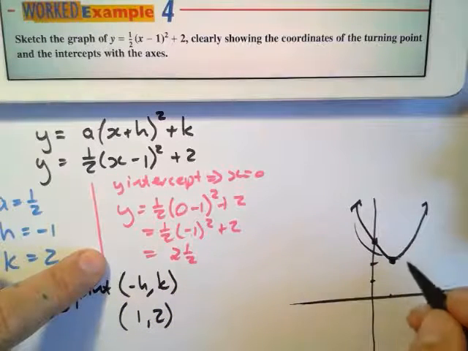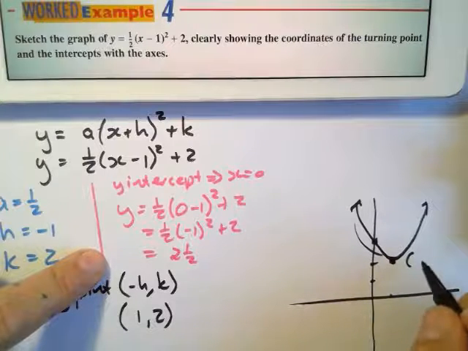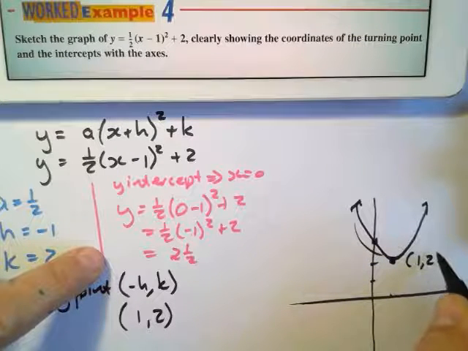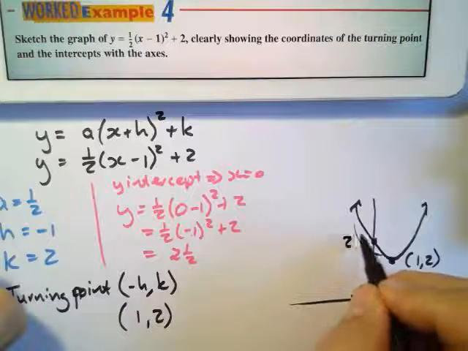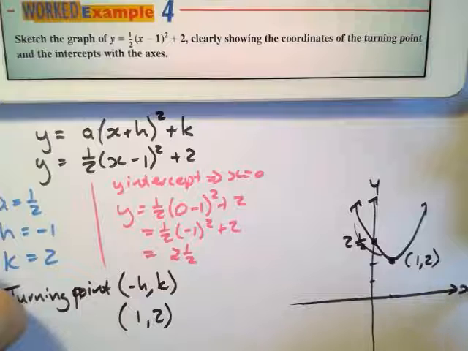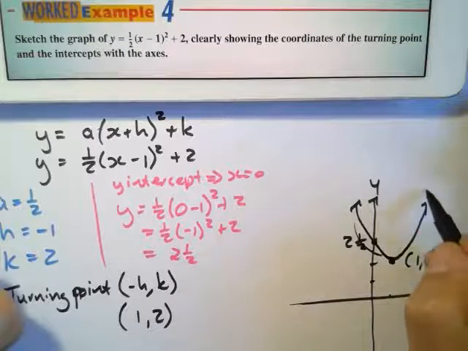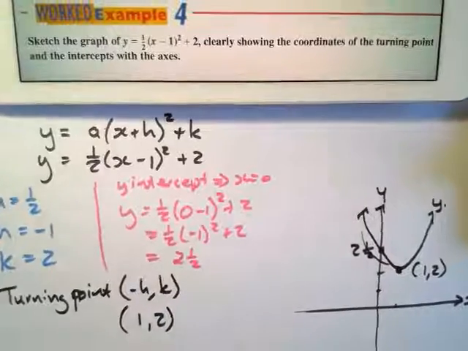So when I draw this, I have to show this. This is not a scale drawing, but it needs to be pretty neat. So this is going to be 1 and 2. And this is going to be 2.5. This is my y-axis, this is my x-axis, and you can say this is y. And there's my graph. That's all you need to show.